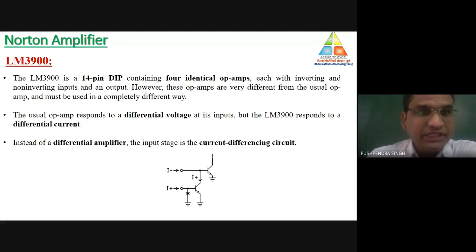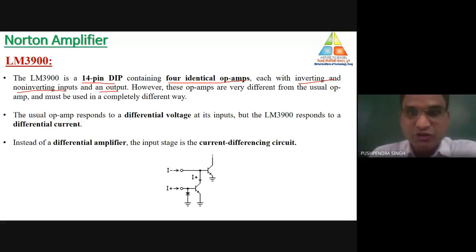Now, LM3900 is a 14-pin DIP package with 4 identical op-amps. As I told you, there are 4 identical op-amps inside the LM3900, each having an inverting and a non-inverting input terminal and 1 output terminal. So these 3 terminals are already present in the LM3900: 2 are input terminals and 1 is the output terminal.